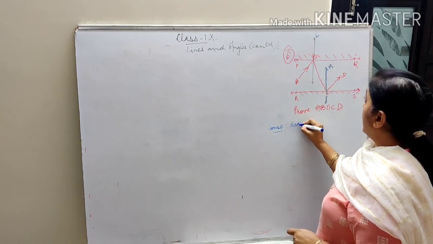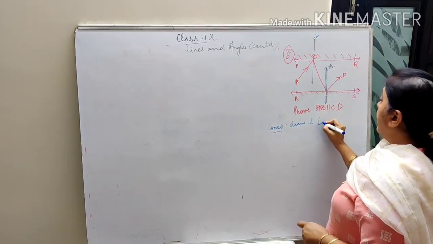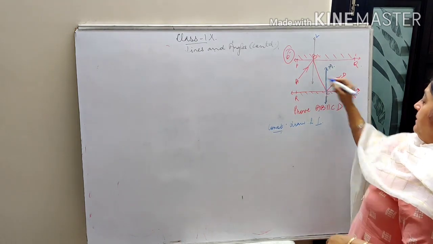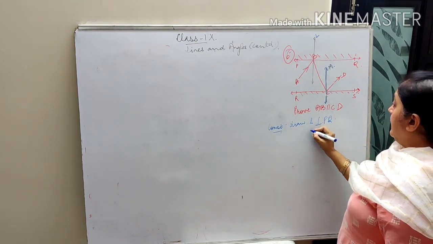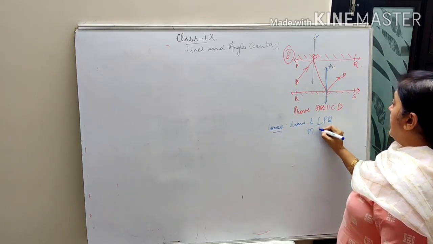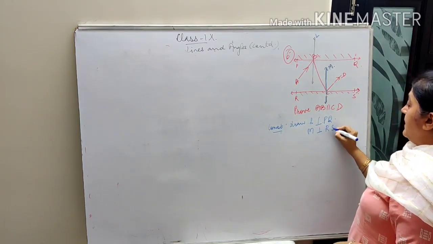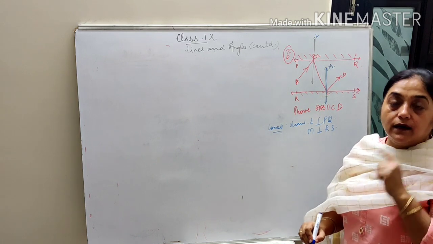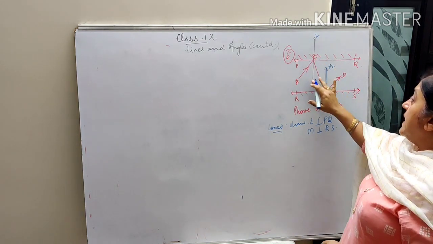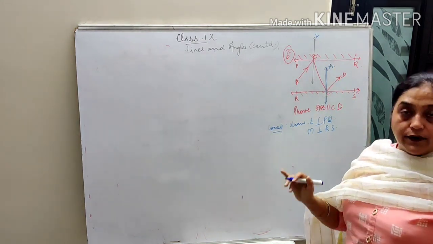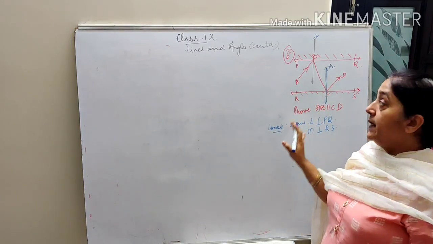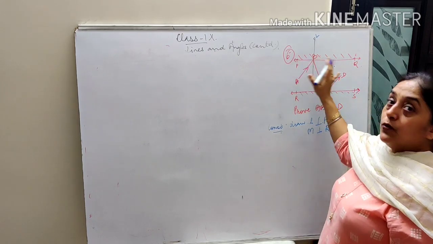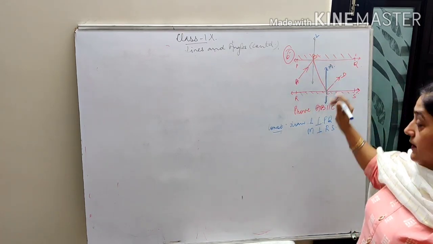Draw L perpendicular to PQ, and again we have M perpendicular to RS. Why have I chosen two perpendicular lines? Because when I draw them perpendicular, they will behave like normals to the plane. Because we are talking about two mirrors, they are normal to the mirrors.